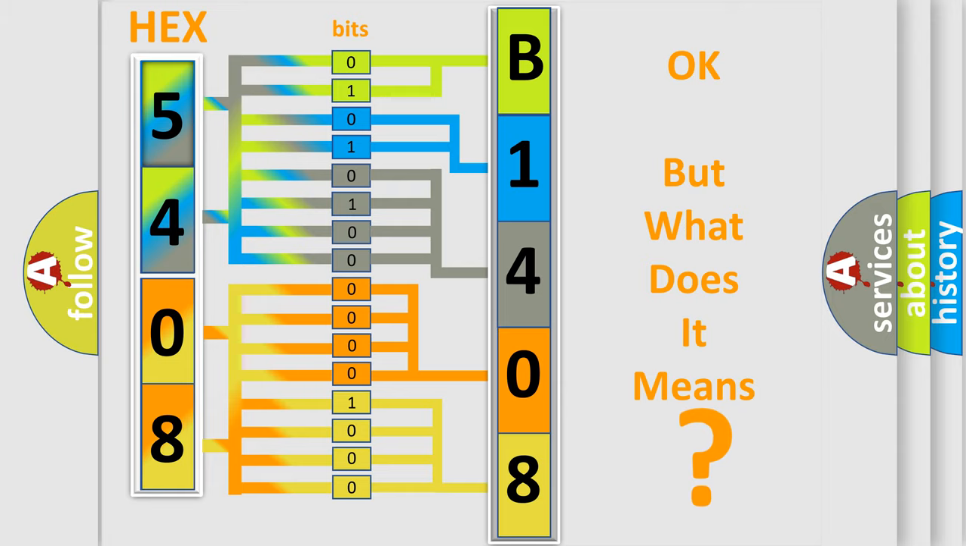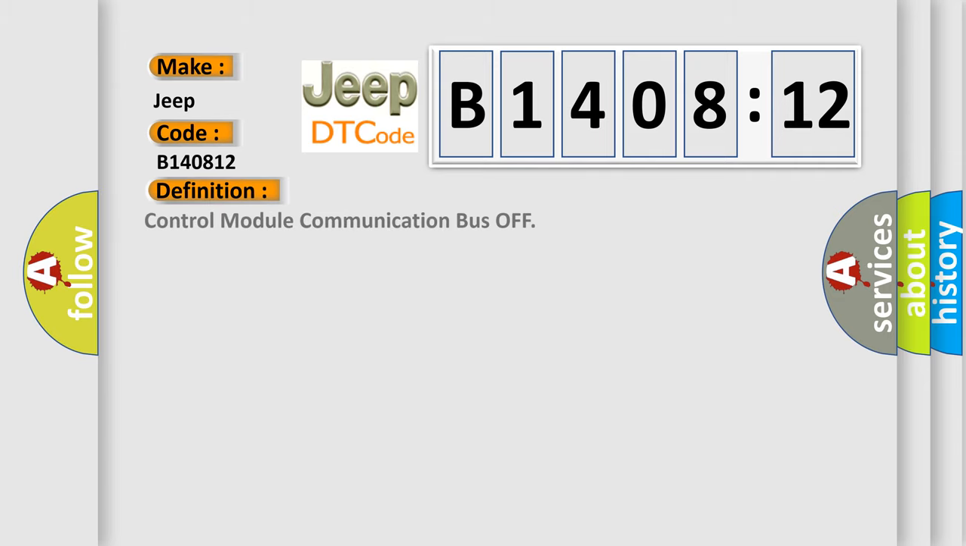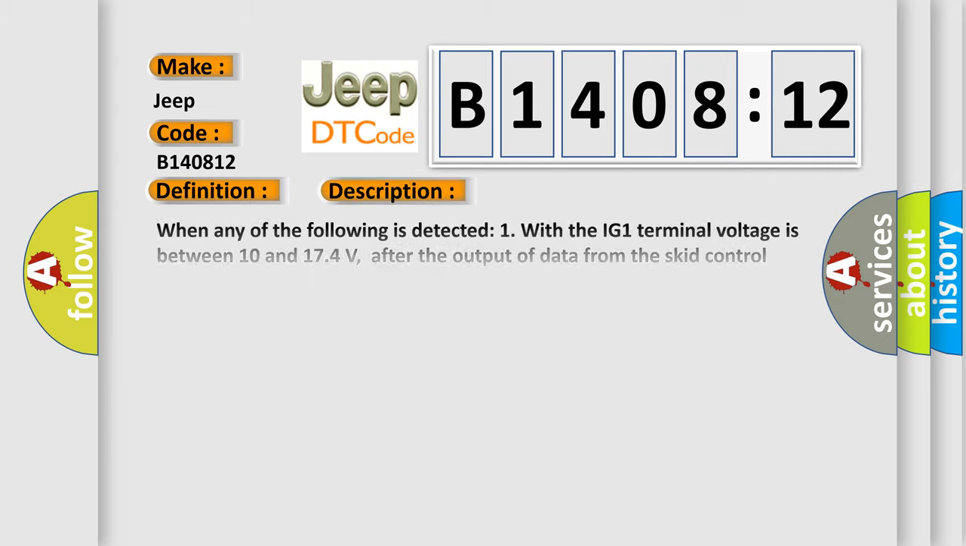So, what does the diagnostic trouble code B1408-12 interpret specifically for Jeep car manufacturers? The basic definition is control module communication bus off. And now this is a short description of this DTC code.